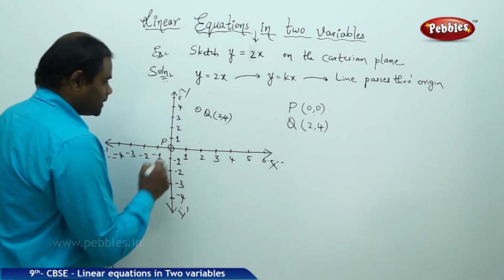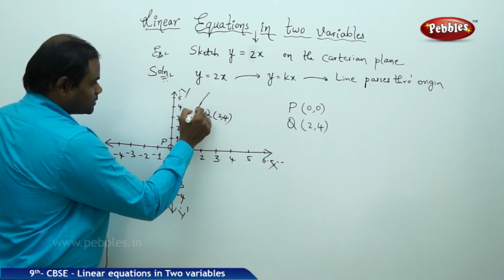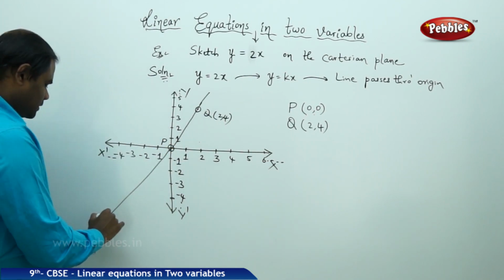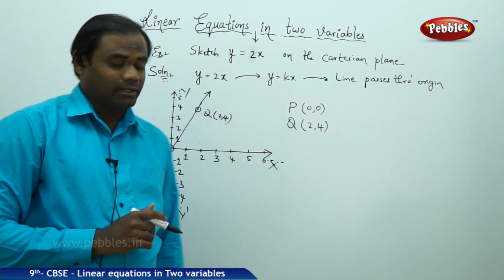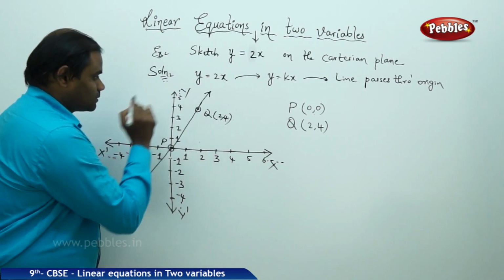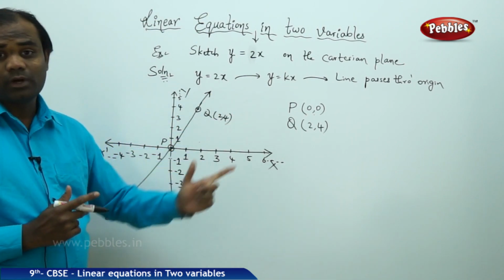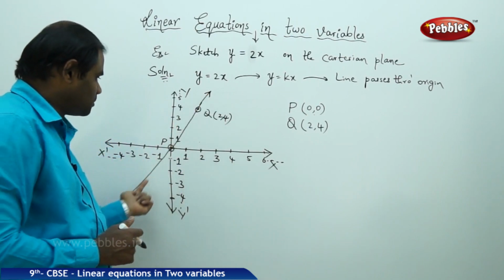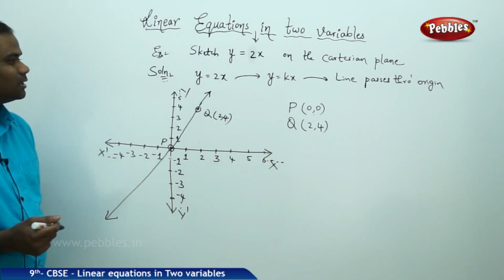So here I just join P and Q and extend in this manner. So I get a line which is extended on either side and equally passes through P and through Q, both the points obtained from the line y equal to 2x. Therefore, the line passing through P and Q is clearly witnessed to be passing through the origin.